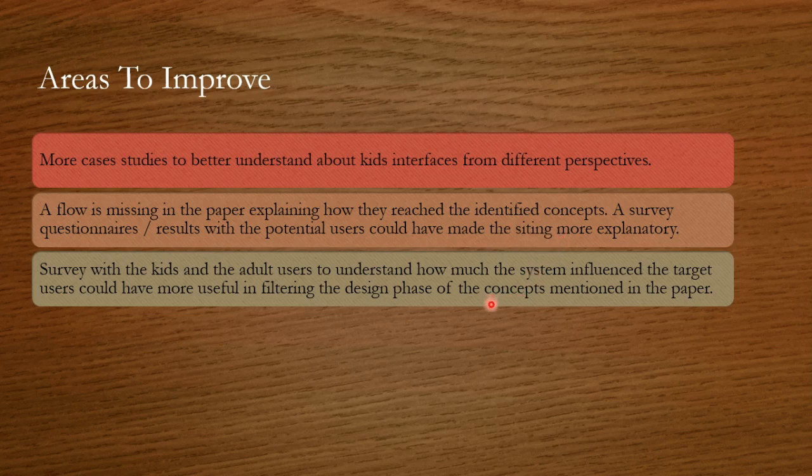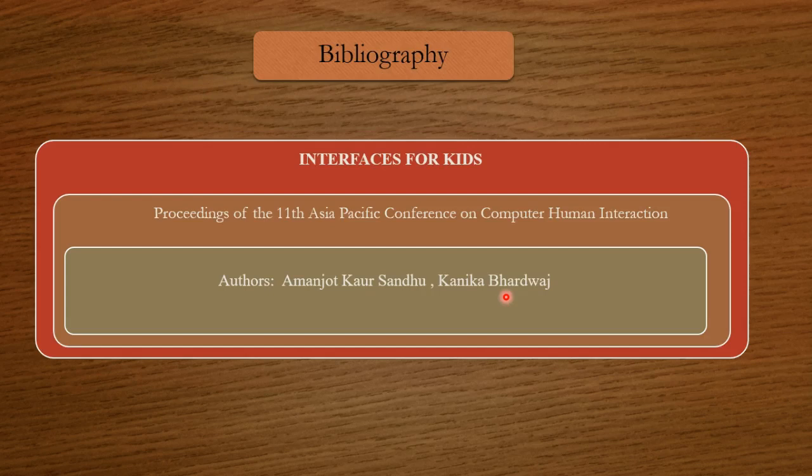Then a survey with kids and adult users to understand how much the system influenced them, like some case studies were included. How did that influence the end users, and was it successful? That would have helped to make some important decisions in the design phase of the interface. So that all should have been included. This paper is taken from the Asia Pacific Conference on Computer Human Interaction, and the authors are Amarjot Kaur and Santu Kanika Bhattwaj.